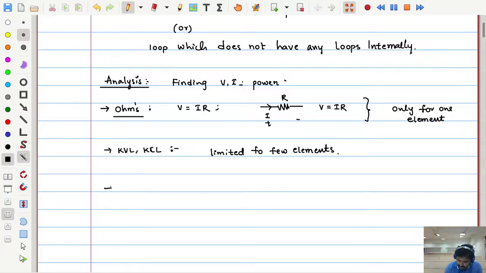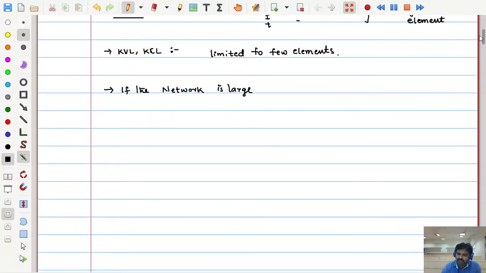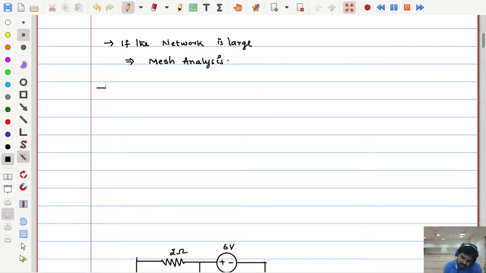If the network is very big, where more elements come into the picture, then analysis using Kirchhoff's laws is not helpful. So in order to have a better analysis for large networks, we will go with mesh analysis. In mesh analysis, let me put these things in some steps.